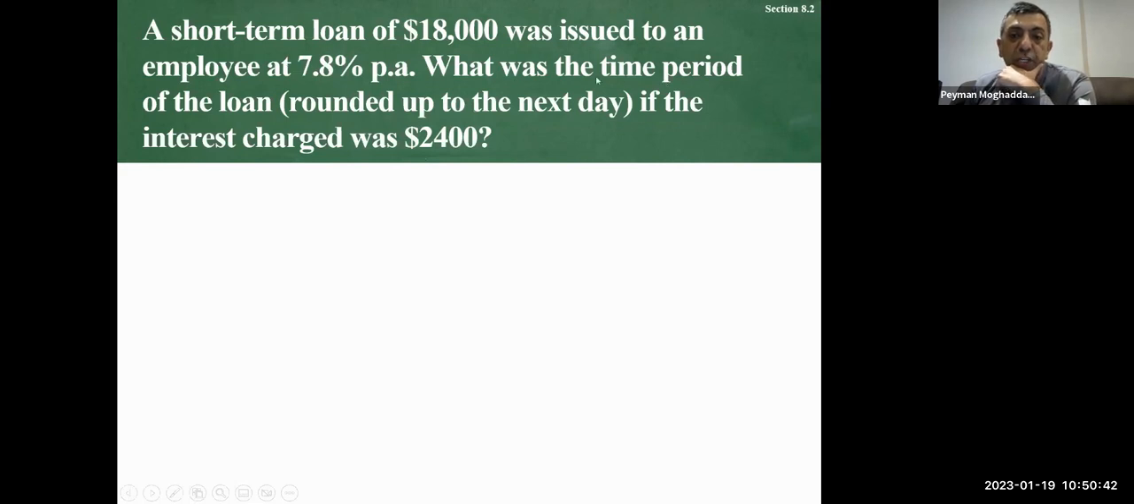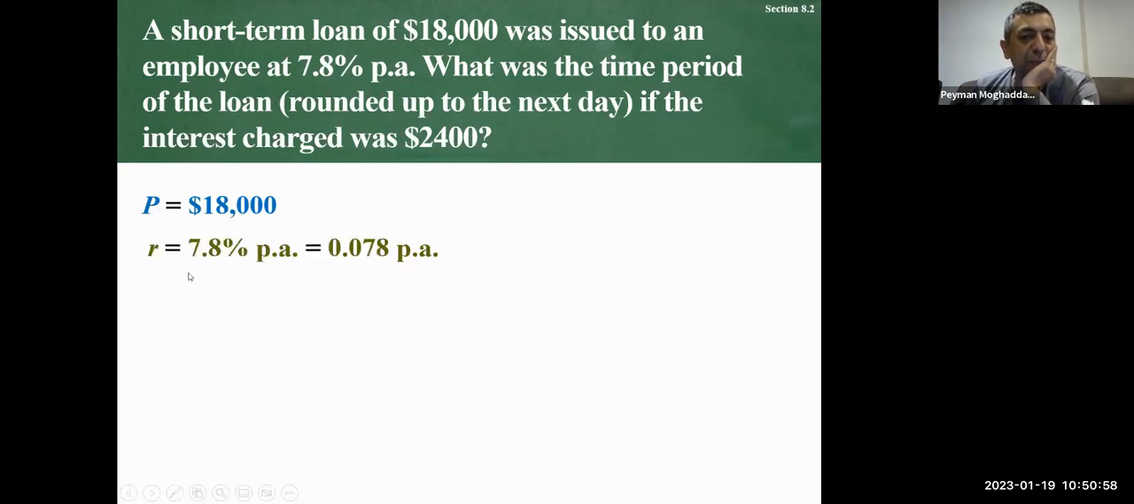So I equals PRT, right? So T is going to be I divided by PR, based on the triangle. So let's solve it then. We have the principal, we have R, which is the interest rate, and we have I, which is the interest itself. We don't know T. So T is equal to I divided by PR.